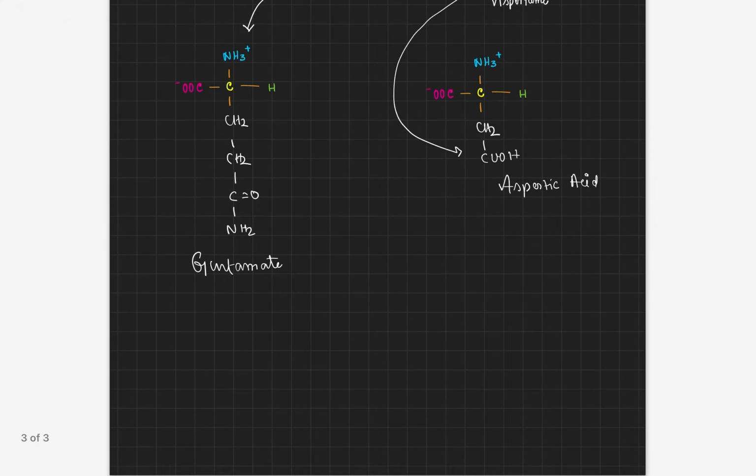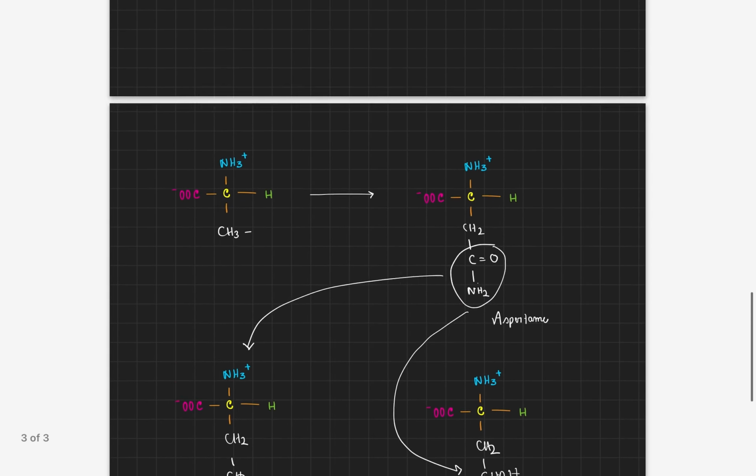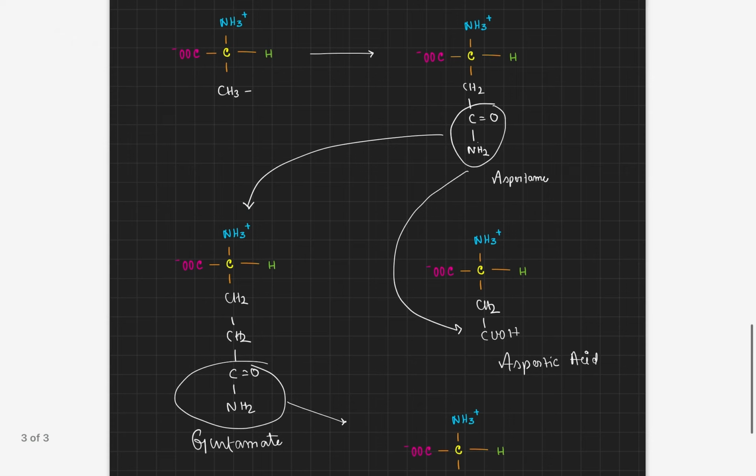And from this glutamate, if I replace this element with COOH, CH2COOH, that is glutamic acid. Yeah, it's sort of very difficult sometimes to remember these whole things, but you need some practice first of all.